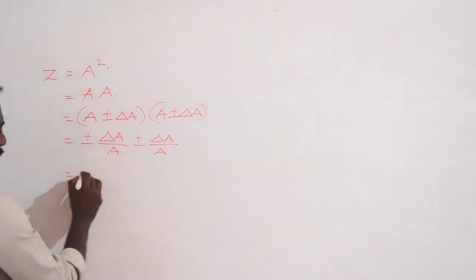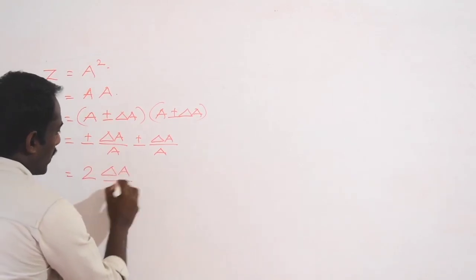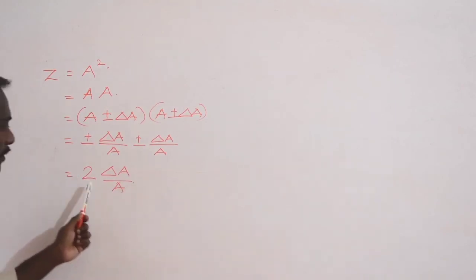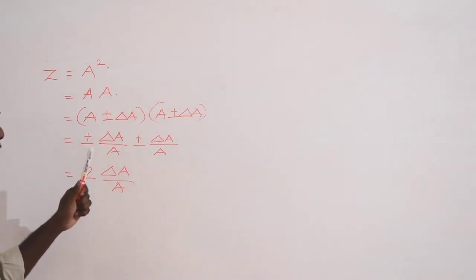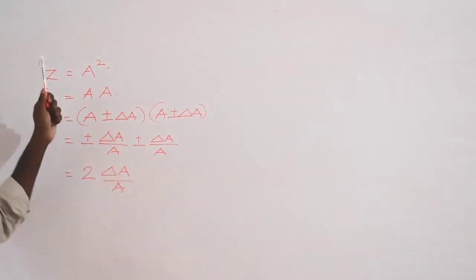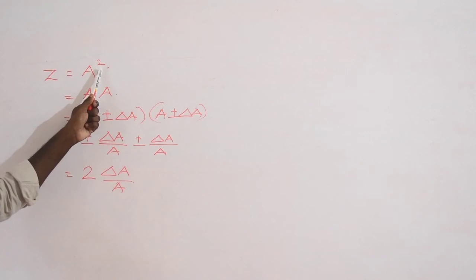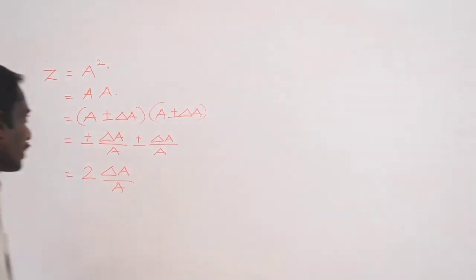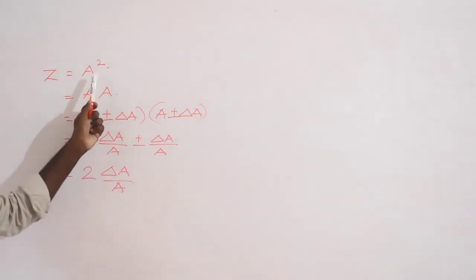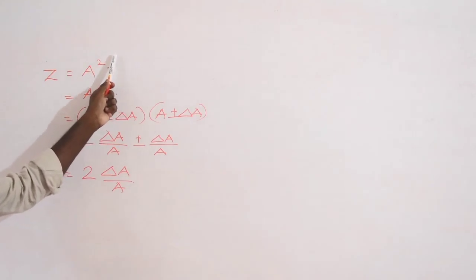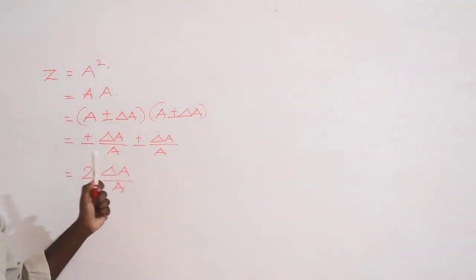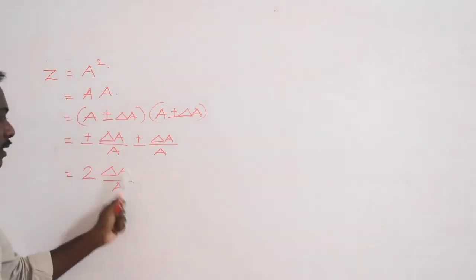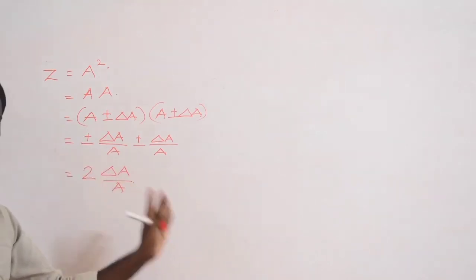So that is equal to what? 2 delta a divided by a. Hence the relative error in this product of a measured quantity, if the measured quantity is raised to the power of 2, will be 2 times the relative error in the quantity. That means if the quantity is raised to the power of 3, then 3 times the relative error in that quantity. If it is raised to the power of 5, then 5 times the relative error in that measured quantity.